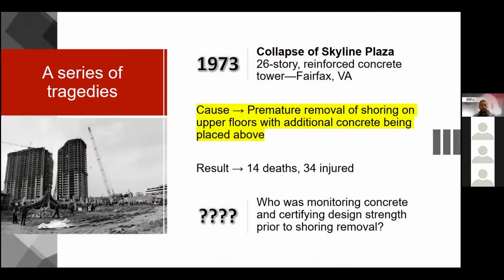Basically, what sort of inspired that SI program getting started was a collapse at the Skyline Plaza, a 26-story reinforced concrete tower in Virginia. The cause of that was premature removal of shoring on upper floors, and then they continued to add more concrete. The result was 14 deaths and 34 injured. And the big question is, who was monitoring that concrete and certifying design strength prior to that shoring removal?